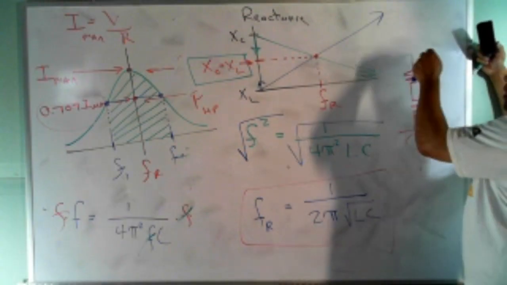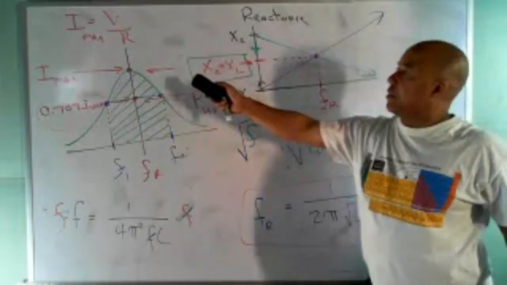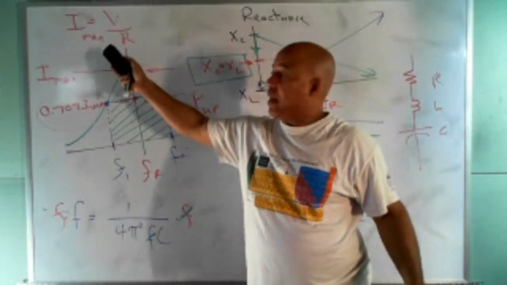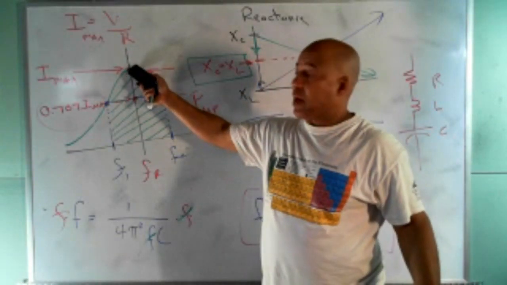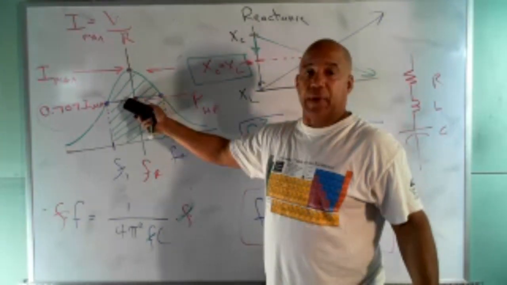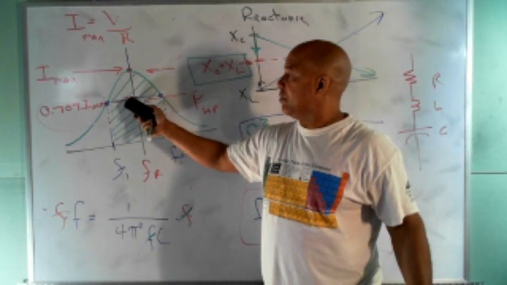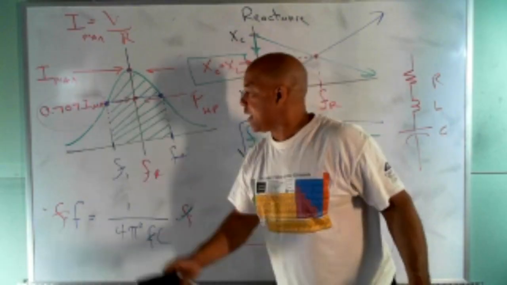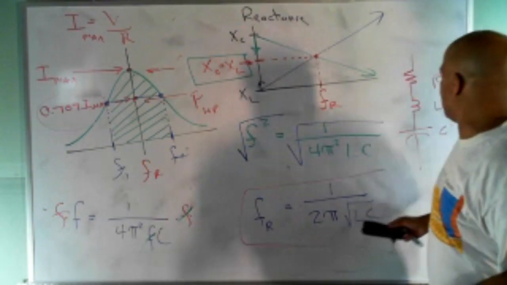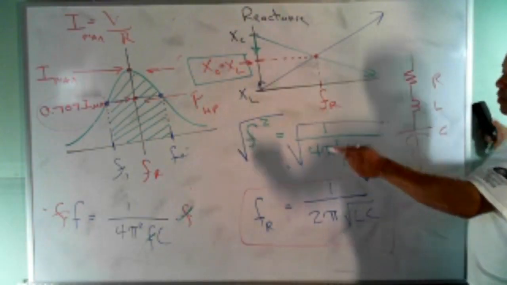You tell me how many volts you're putting across the circuit. I can tell you the maximum current. I can tell you the maximum power. I can tell you the power at the 3 dB point, the maximum power, the half power point, and the frequency at which that oscillation is going to take place.